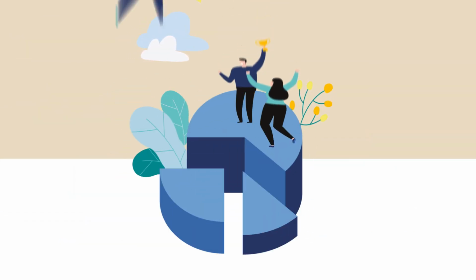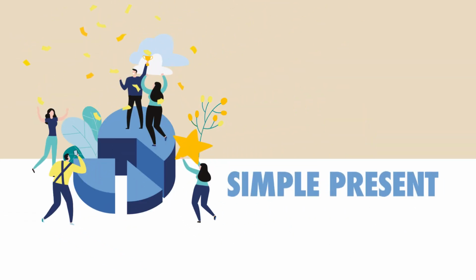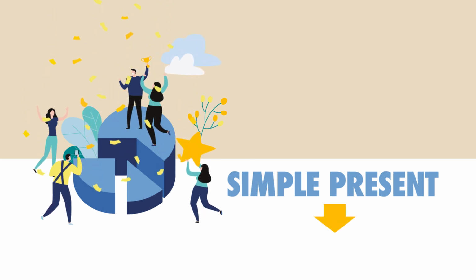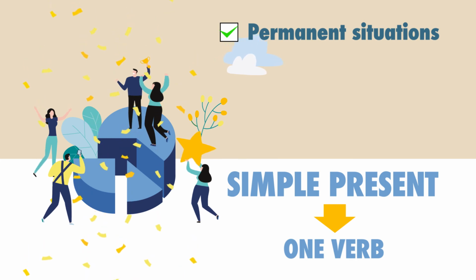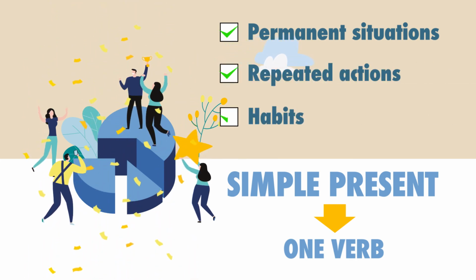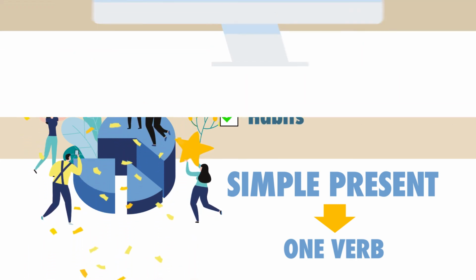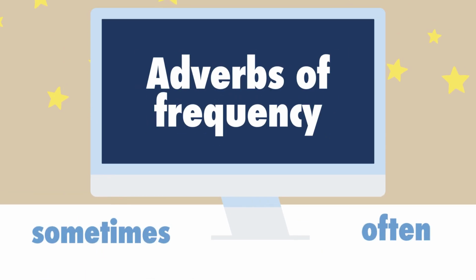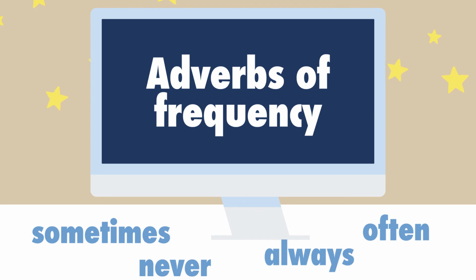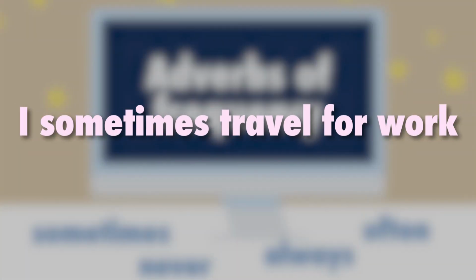Let's have a quick recap. The simple present has a simple structure, that is, only one verb. We use it for permanent situations and repeated actions and habits. The key words for this tense are the adverbs of frequency. Sometimes, often, never, always. For example, I sometimes travel for work.